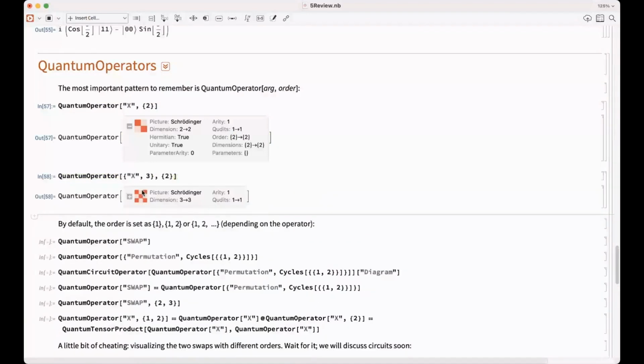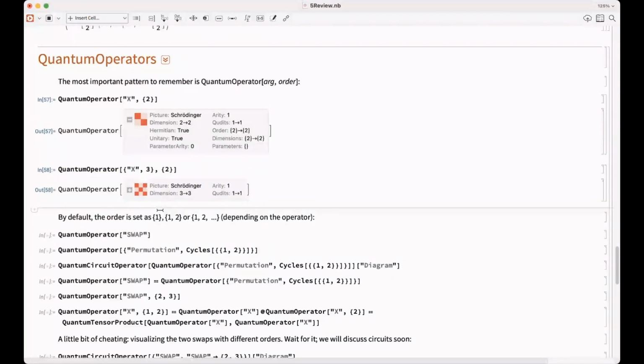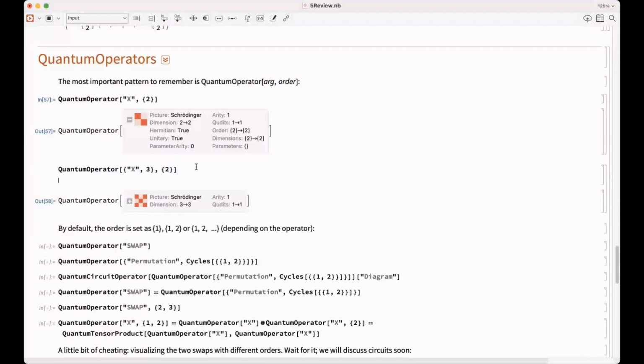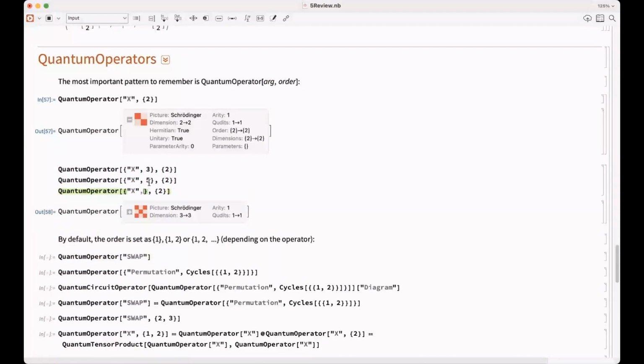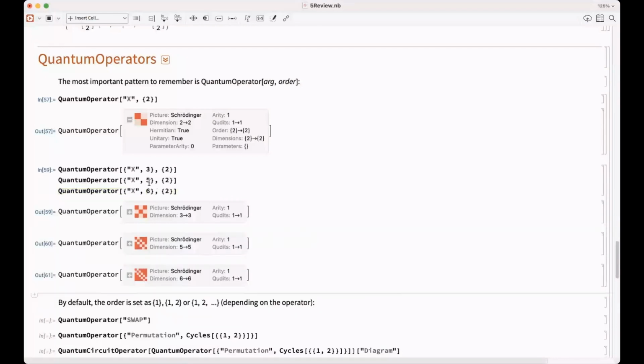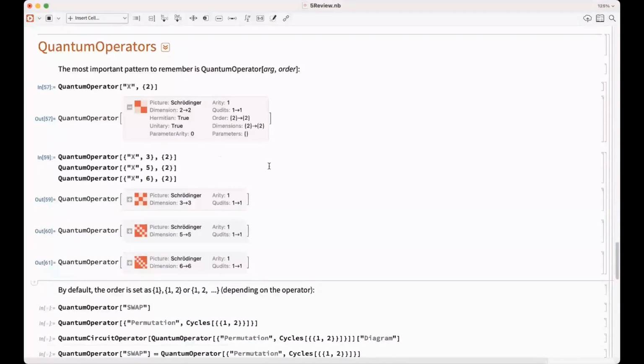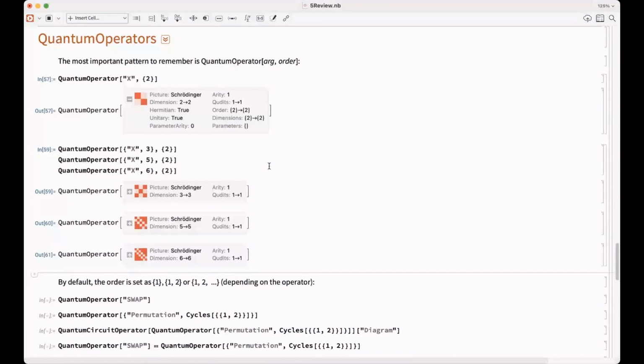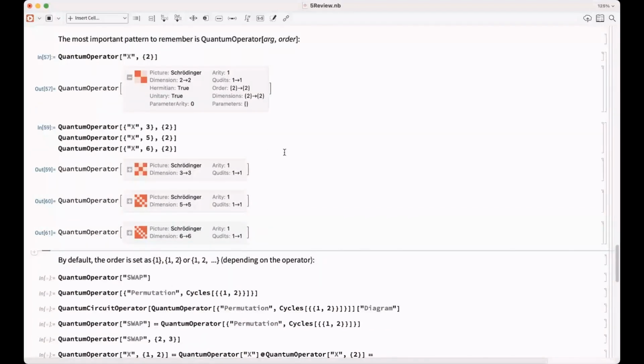For example, if you are familiar with the generalized definition of Pauli X in 3 dimensions, look here. This time your operator has dimension 3, because the operator Pauli X is 3, and then likewise you can also go to higher dimensions. So it's just a generalized Pauli X in higher dimension.